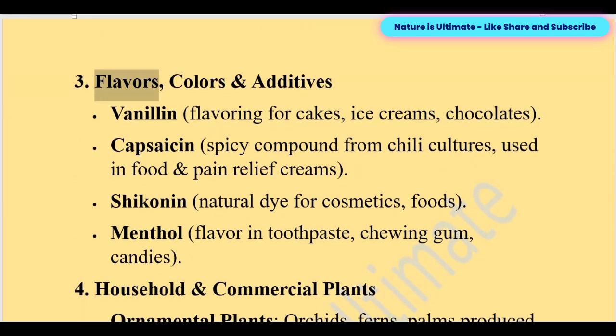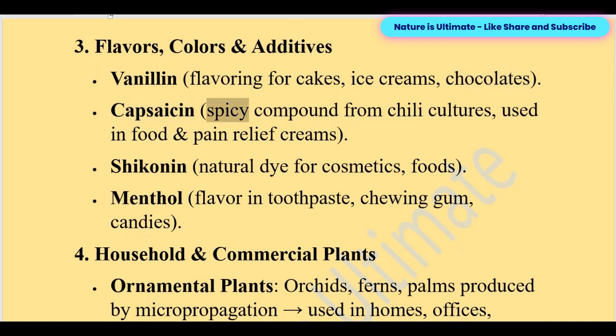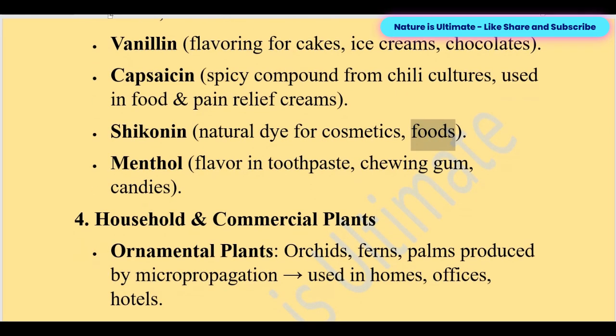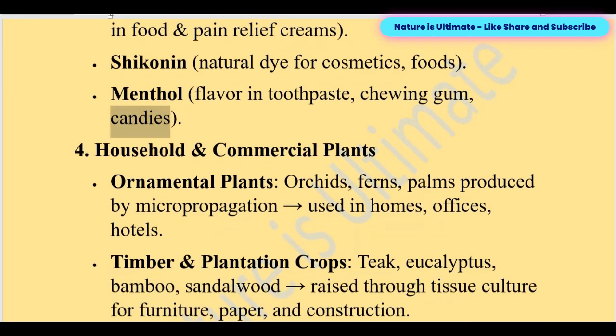Three, flavors, colors and additives. Vanillin, flavoring for cakes, ice creams, chocolates. Capsaicin, spicy compound from chili cultures, used in food and pain relief creams. Shikonin, natural dye for cosmetics, foods. Menthol, flavor in toothpaste, chewing gum, candies.